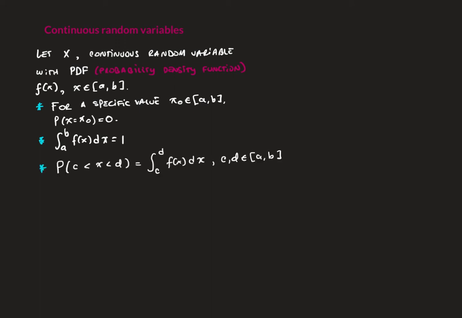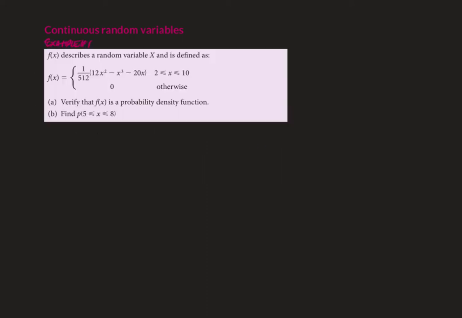The third outcome is going to be related to the probabilities. We said that if we wanted to calculate probabilities, we would need to find the area under the curve for a given interval. So the probability that x is going to take values bigger than c and smaller than d is going to be given by the integral from c to d of the function f of x with respect to x. This is provided that the values c and d are within the interval of the domain of the function. Let's consider the first example.